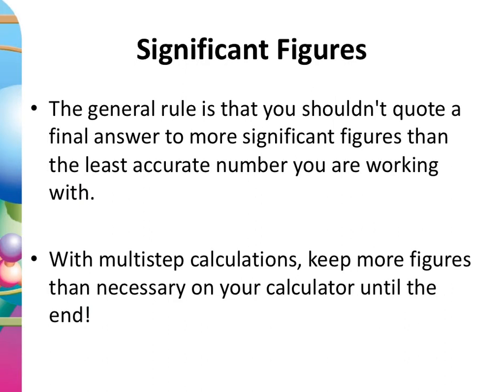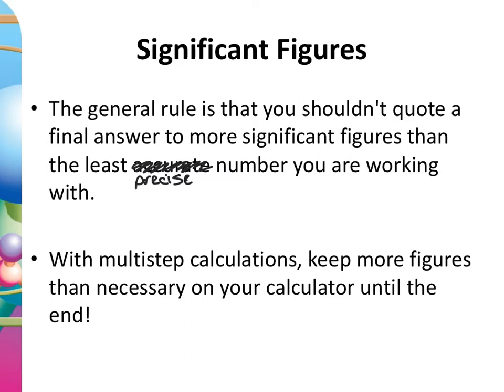Just before we look at the first question, I just want to say something about significant figures, and this applies to any calculation in your GCSE or A level, but particularly your A level. The general rule, a rule of thumb, is that you shouldn't quote a final answer to more significant figures than the least precise number you were working with. So if the numbers you were using were all 3 significant figures, then your final answer should be to 3 significant figures. If the numbers were a mixture, say one was 2 significant figures and the rest were 3, then your answer would need to be to 2 significant figures.